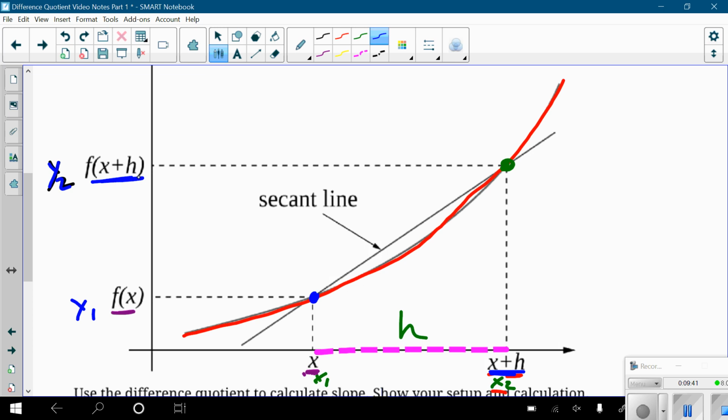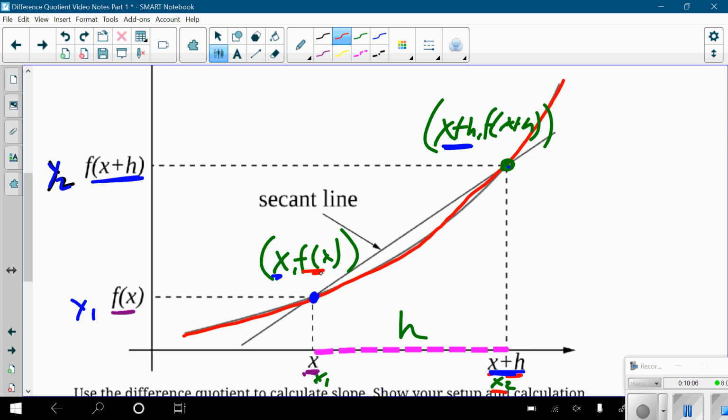Okay. So once you have this other x value, how do you find the y value at that x value? Well, you plug it into the function. You do f of that new x value, which is x plus h. So you have 2 points here: x, f of x, and the other point is x plus h, f of x plus h. Those are the points, the x and the y coordinates.